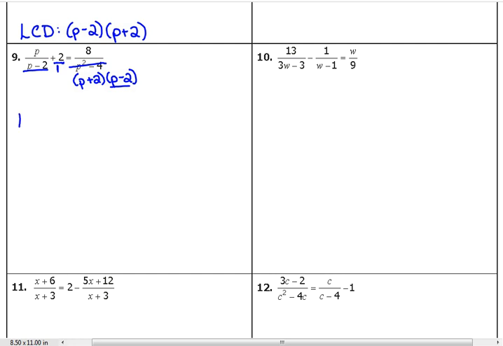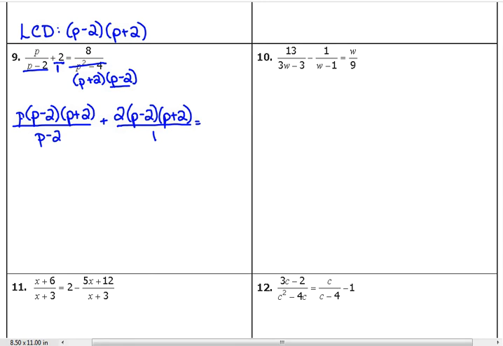So let's go through and we multiply each one. We're not actually multiplying it out. So p times p minus 2 times p plus 2, that's over p minus 2, plus 2, you got to multiply the 2 as well. And I'm going to keep it over 1 just so that we have that fraction idea in our head. And then the last one as well.